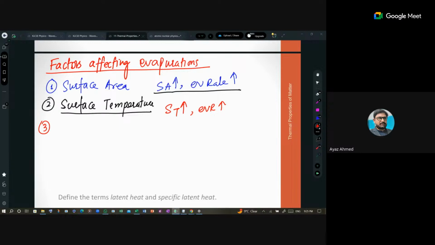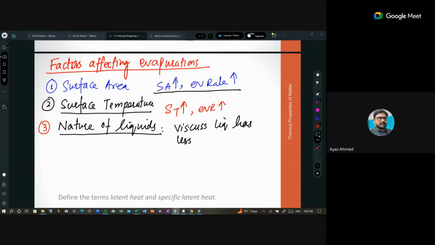Third is the nature of the liquid, which is basically called viscosity. Viscous liquids have less evaporation, like honey and diesel. So they are viscous liquids. Viscous liquids have less evaporation because of strong intermolecular forces. Okay, is it clear?